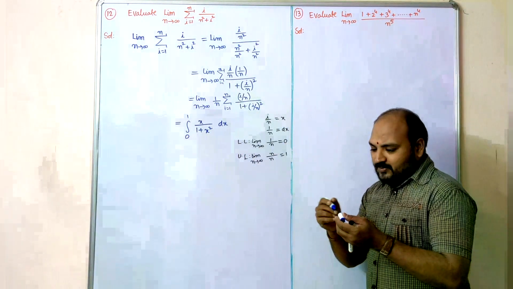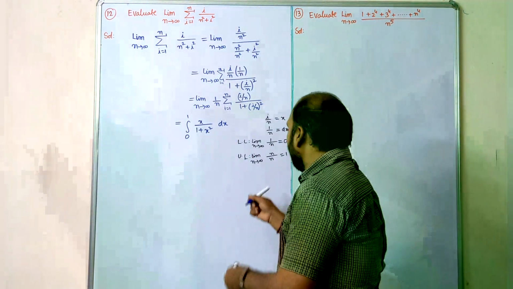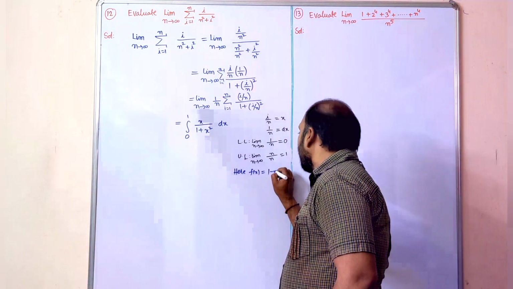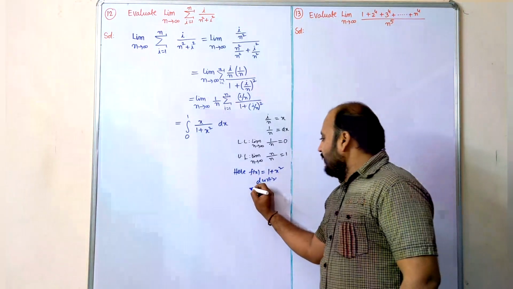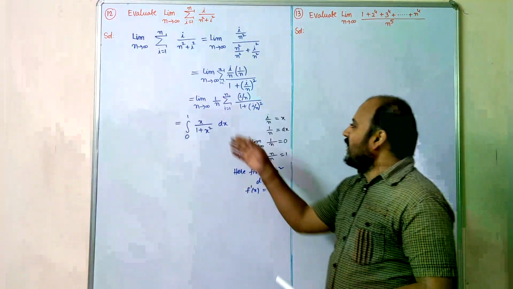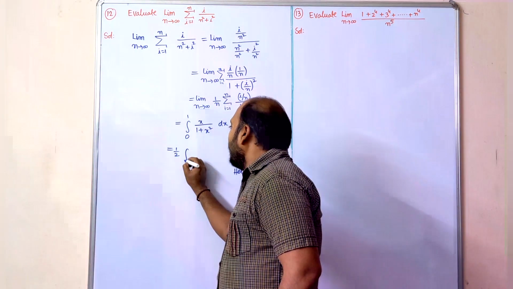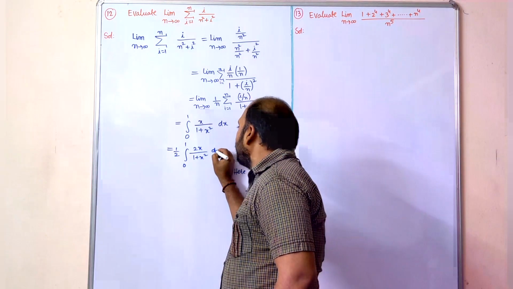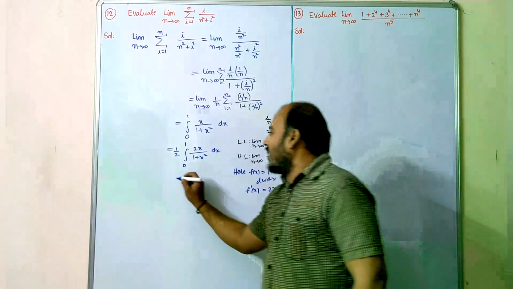Even here also like previous problem, whose derivative, 1 plus x square derivative is what? 2x. Here I am mentioning f of x is equal to 1 plus x square. Differentiate with respect to x. f dash of x equal to 2x. So 2x is not there. In the next step, multiplying and dividing by 2, integral 0 to 1, 2x by 1 plus x squared into dx. f dash of x by f of x into dx, log mod f of x.